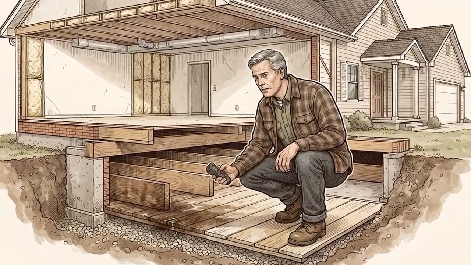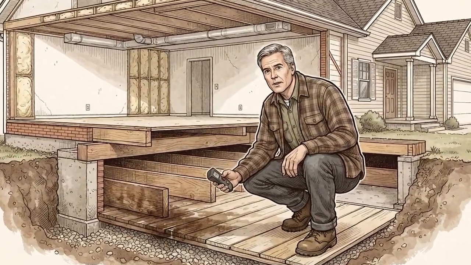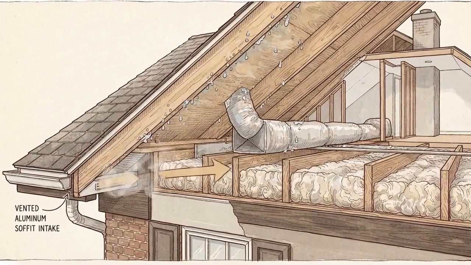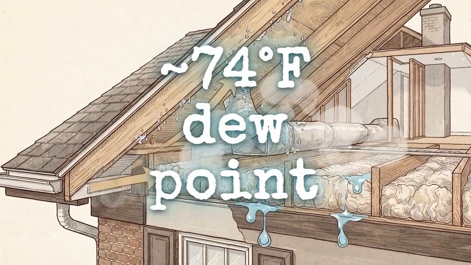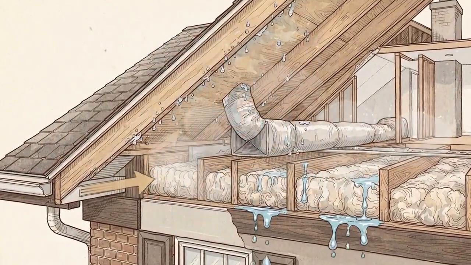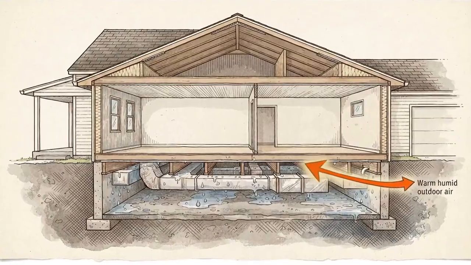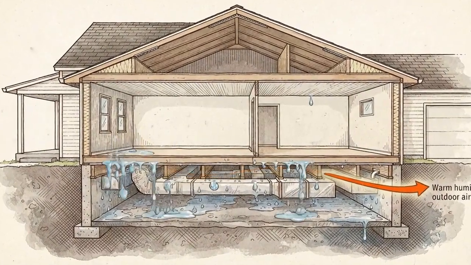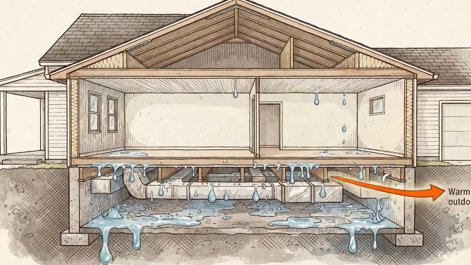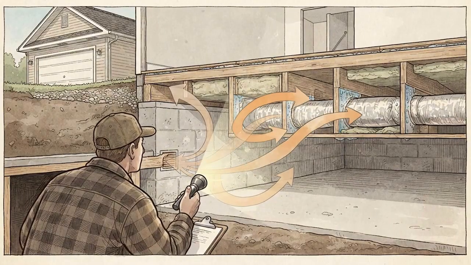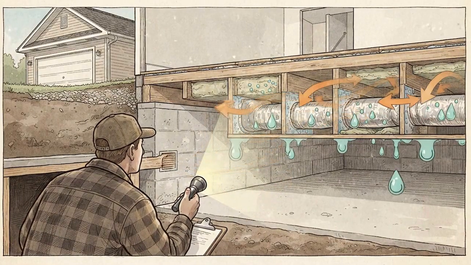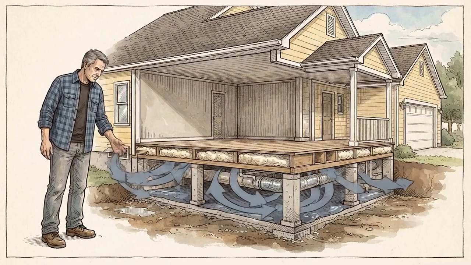According to psychrometric tables published by ASHRAE, that combination produces a dew point of approximately 74 degrees Fahrenheit. That number is the relevant one. It is the temperature at which that outdoor air will begin releasing its moisture as liquid water. Now you open the vent.